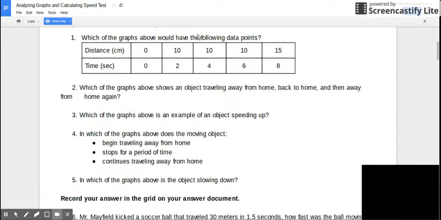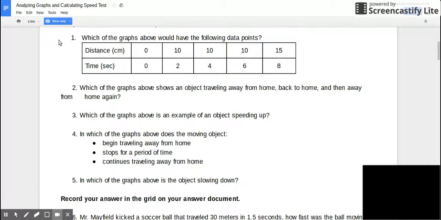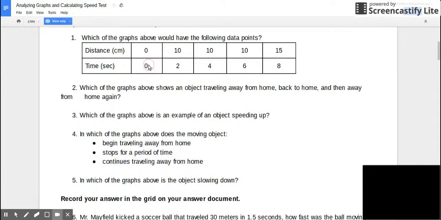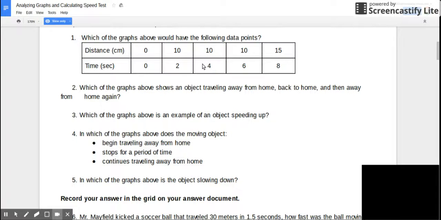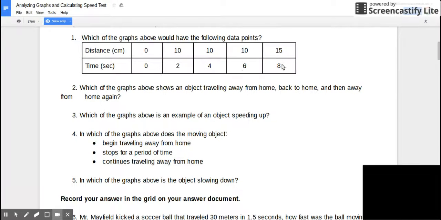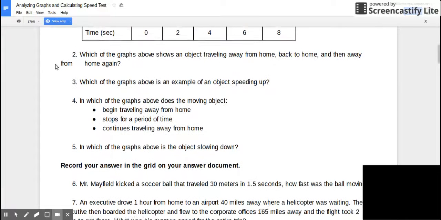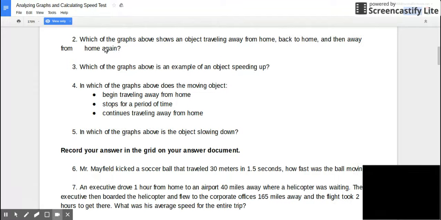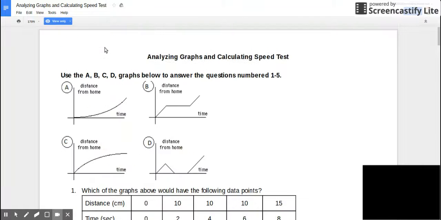Number 1, which of the graphs above would have the following data points? And it says distance in centimeters and time in seconds. 0, 10, 10, 10, and 15. And then 0, 2, 4, 6, and 8. Number 2, which of the graphs above show an object traveling away from home, back to home, and then away from home again?